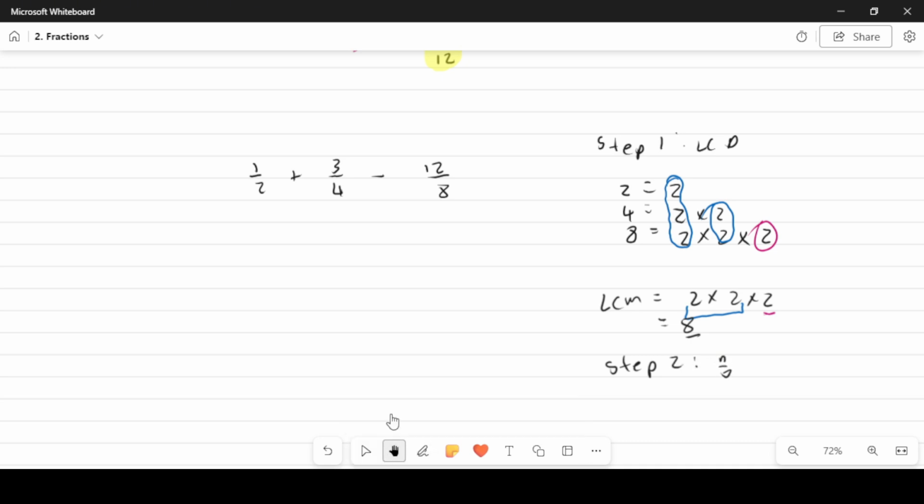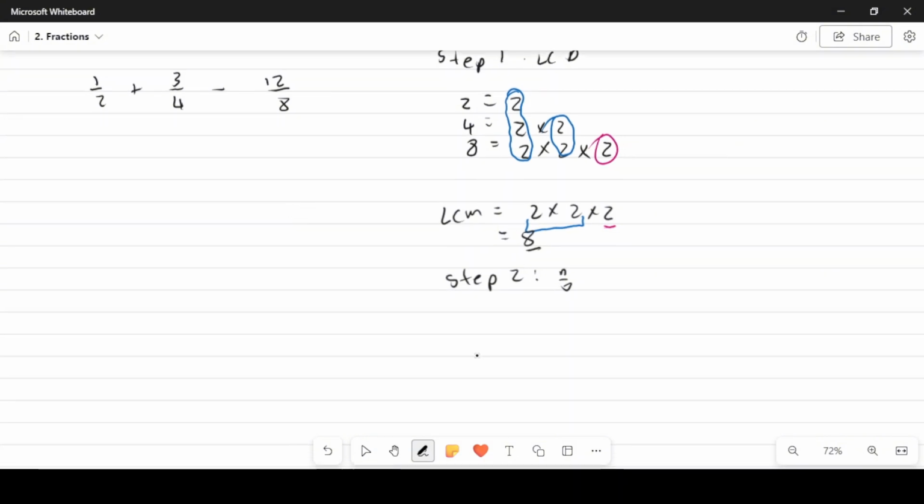So let's do this now. So we have this here. For the fraction half, it'll be new denominator 8 over old denominator 2, which will be 4. What do we do with this 4? We multiply it by the old fraction. So we multiply by 4 over 4, because we cannot change the question, but we have to re-express. Then for the fraction 3 over 4, it will be 8 over 4, which is equal to 2. So then what we do now is we multiply by 2 over 2. And lastly, for the fraction 12 over 8, it will be 8 over 8, which is equal to 1. So we multiply by 1 over 1.